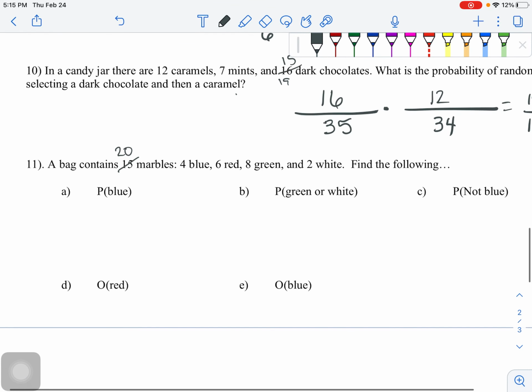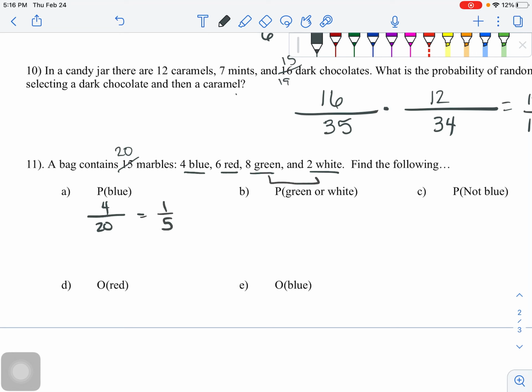I did have a typo on here. 4 blue, 6 red, 8 green, and 2 white are not 15 marbles. They are 20 marbles. So our total is 20. So I want the probability of getting a blue. Well, that's 4 out of 20, which is 1/5. Green or white, well, that would be 10 out of 20, which is 1/2. Not blue. How many are not blue? Well, 16 are not blue. 16 out of 20, which is 4/5.